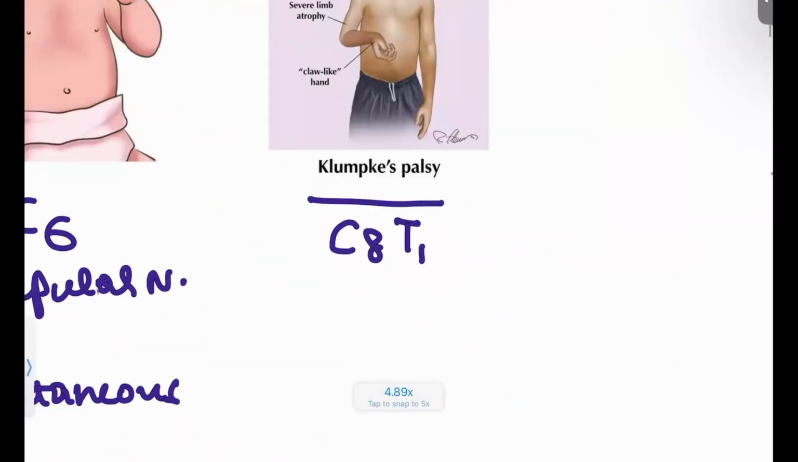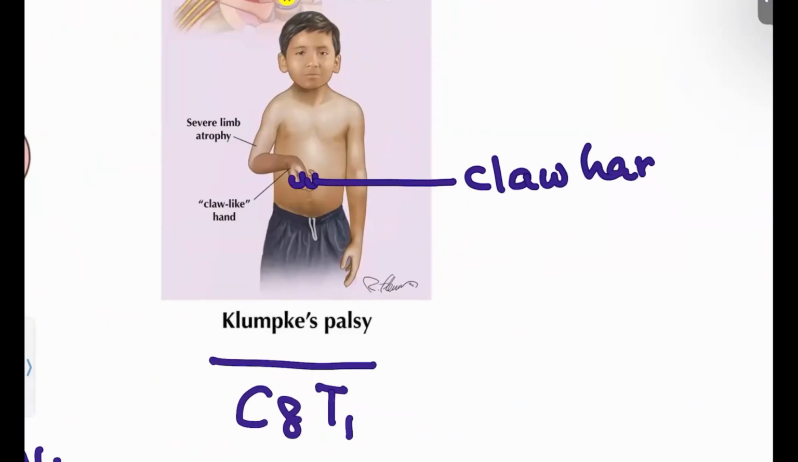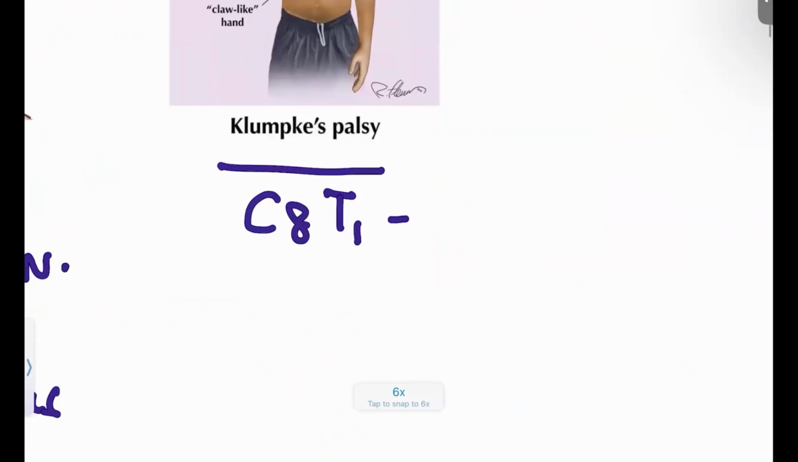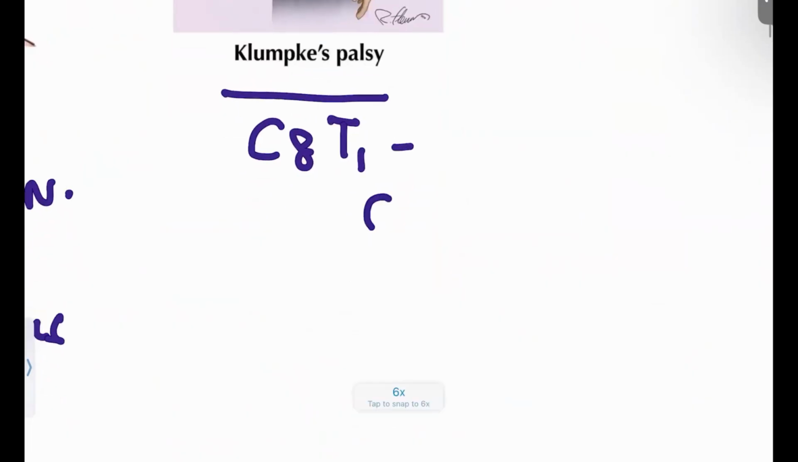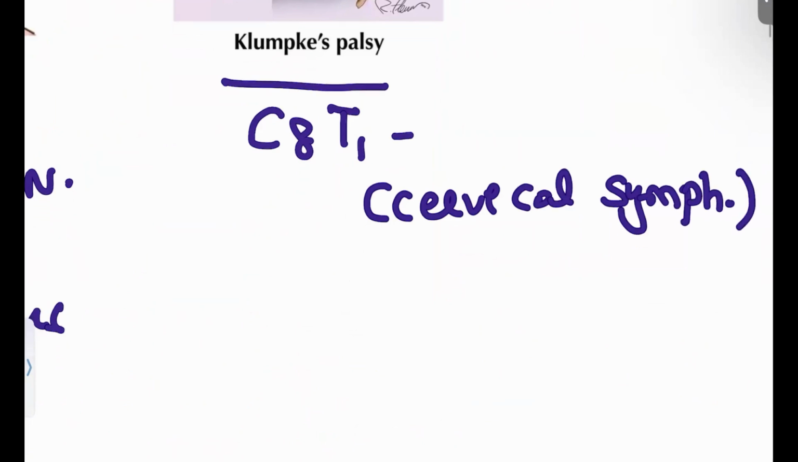Next one is Klumpke's palsy. Here you can see this patient is having the claw hand. One thing is claw hand. And we say that this patient has C8 and T1 involved. At this region, we have the cervical sympathetic chain. Okay, cervical sympathetic chain. In this patient, what happened?